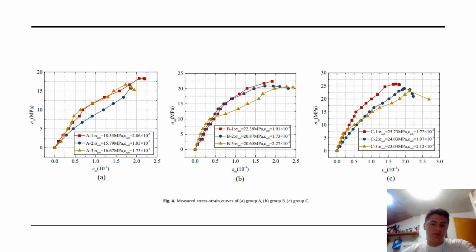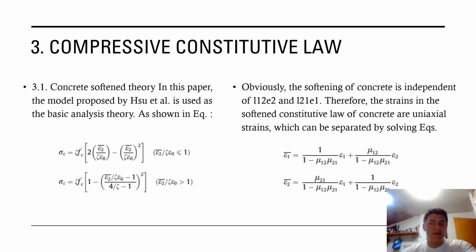In Figure 4, A, B, C are the measured stress-strain curves of A group, B group, and C group correspondingly. The compressive constitutive law. Concrete softening theory. In this paper, the model proposed by Su et al. is used as the basic analysis theory, as shown in the equation for stress-strain.